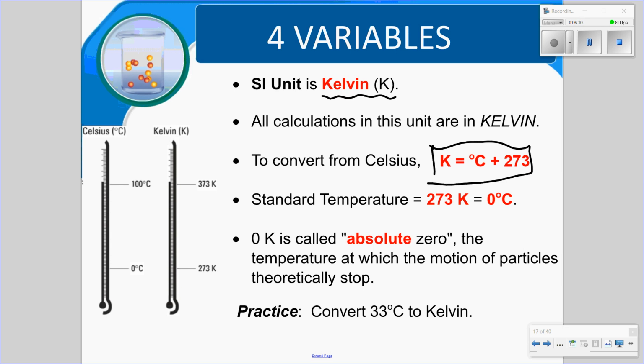So we've got this practice problem down at the bottom. It says convert 33 degrees Celsius to Kelvin. And note that we don't say degrees Kelvin, we just simply say Kelvin. That's just a slight notation to be aware of. So I'm going to convert 33 Celsius to Kelvin. So Kelvin equals degrees Celsius plus 273.